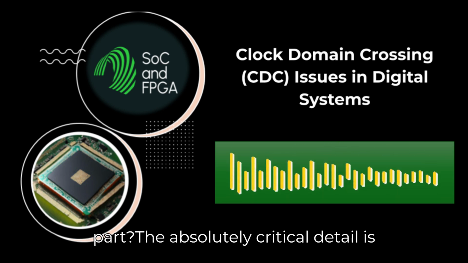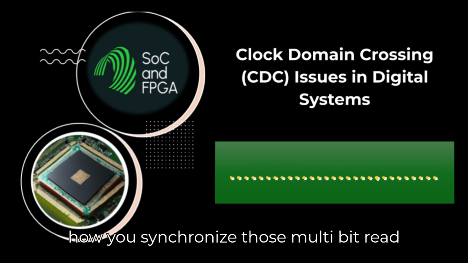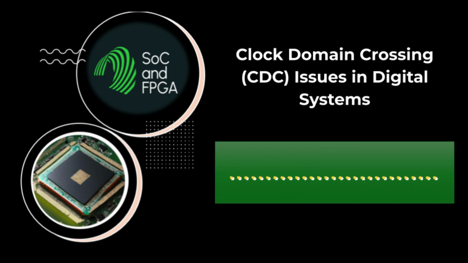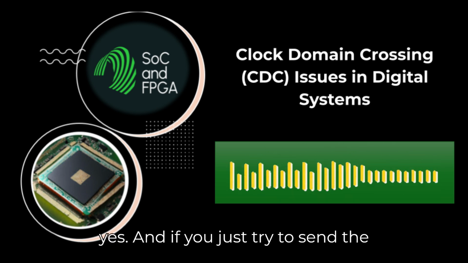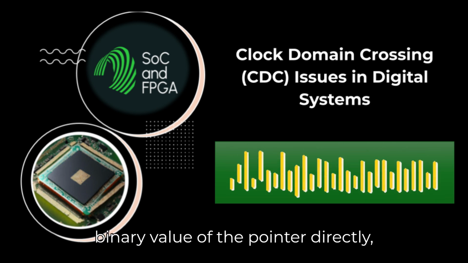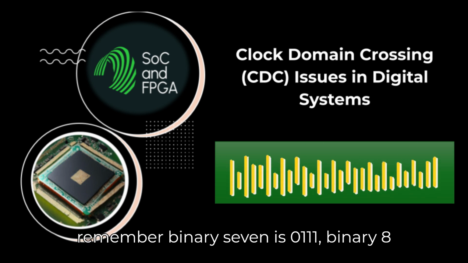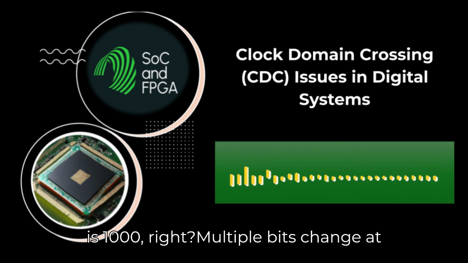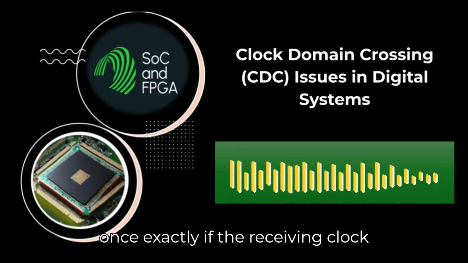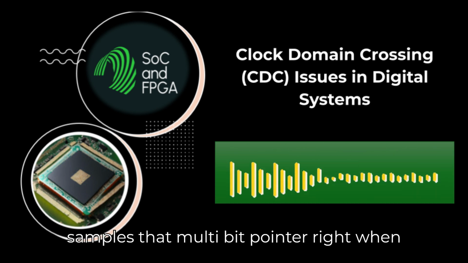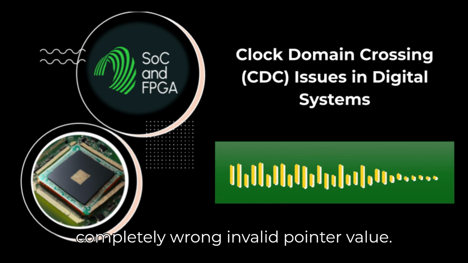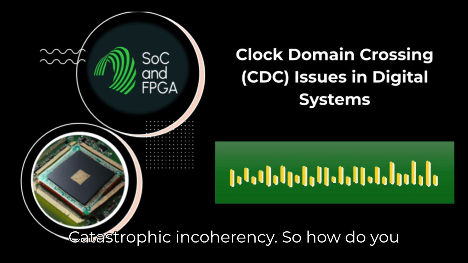What's the tricky part? The absolutely critical detail is how you synchronize those multi-bit read and write pointers between the domains. The pointers themselves need crossing. Yes. And if you just try to send the binary value of the pointer directly, remember binary 7 is 0111, binary 8 is 1000. Right, multiple bits change at once. Exactly. If the receiving clock samples that multi-bit pointer right when it's changing, you could grab a completely wrong, invalid pointer value. Yeah, catastrophic incoherency.